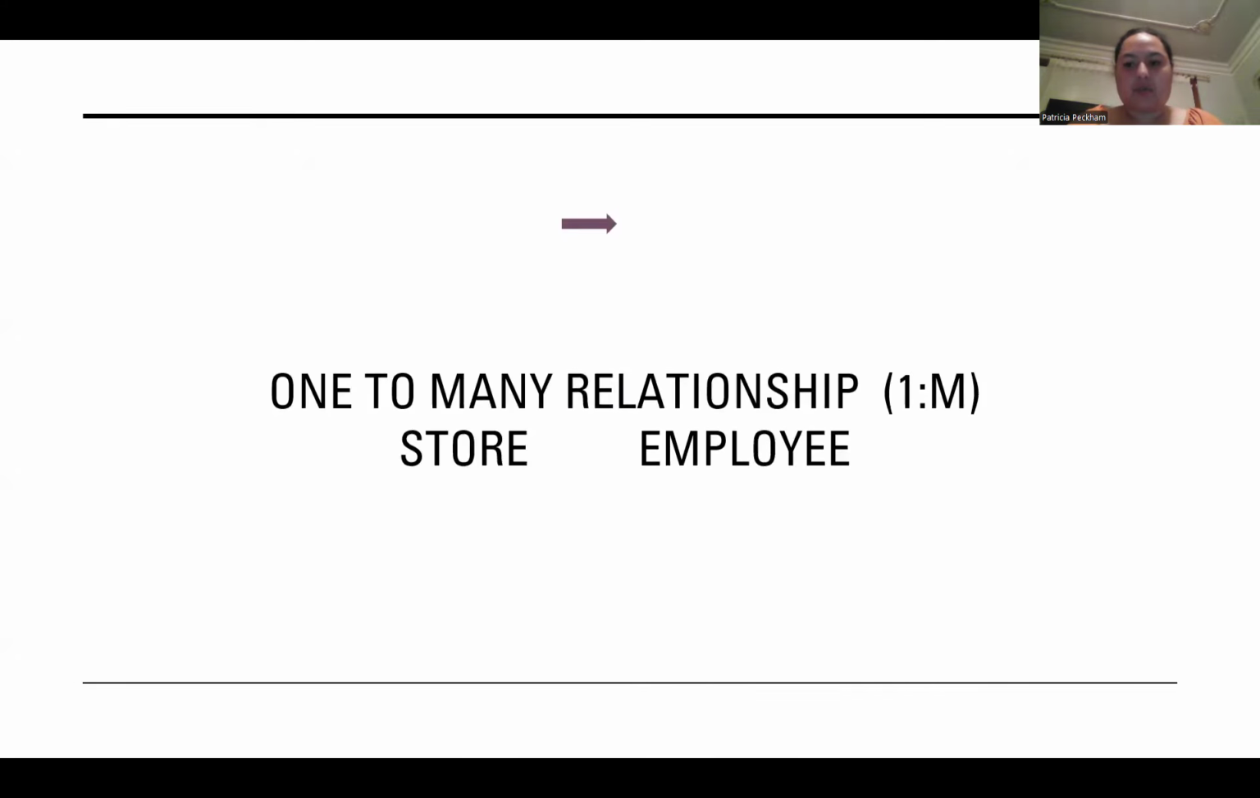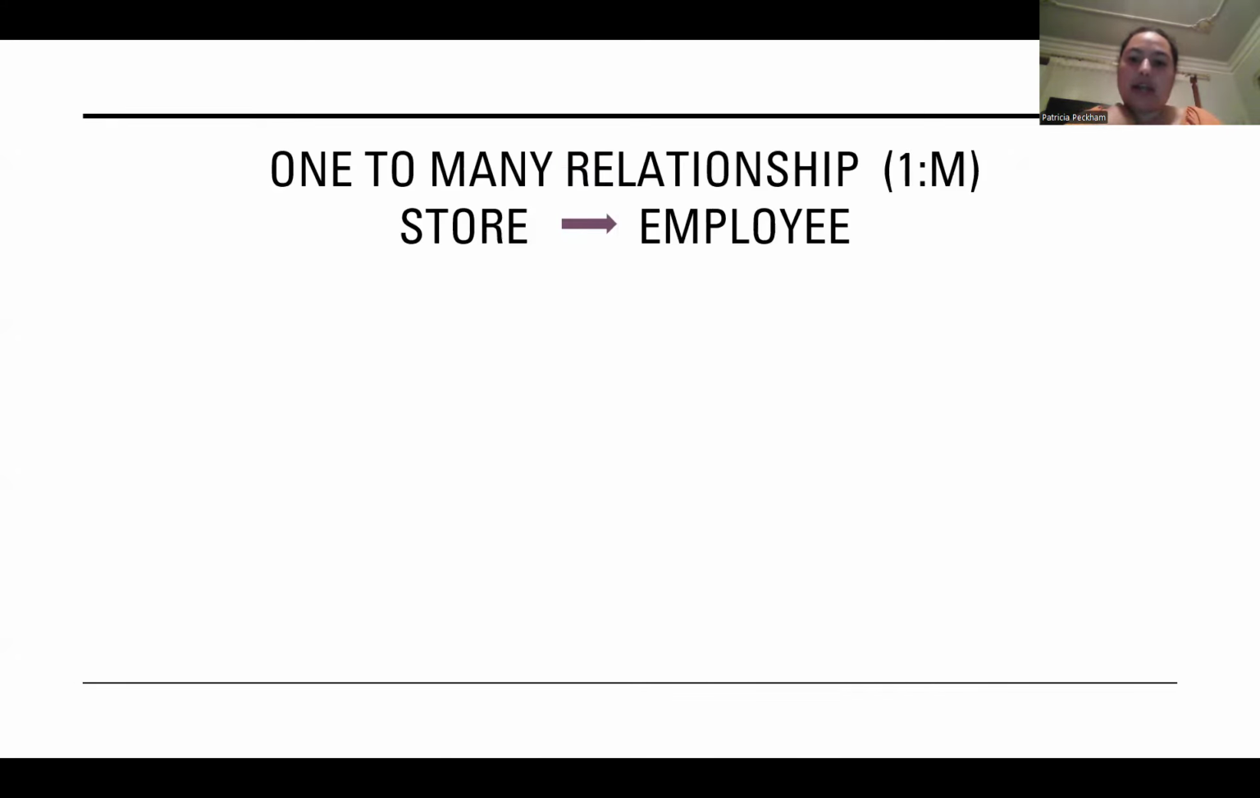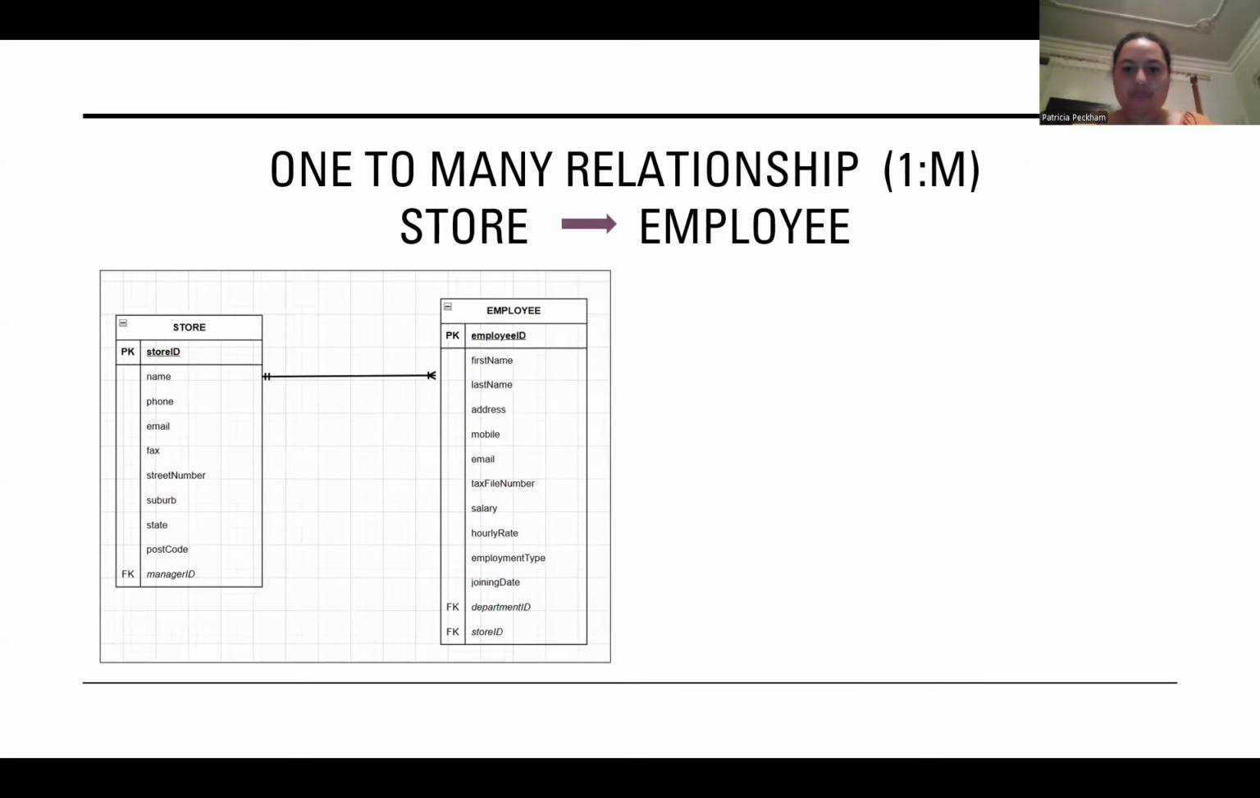Now, let us look at a one-to-many relationship from the ERD. I chose store to employee. Each store employs multiple employees. This relationship is modeled in the database with store having a primary key of store ID, and the employee table including store ID as a foreign key. This design links each employee to the store where they work, allowing us to capture which employees are assigned to which locations. In the diagram, you can see a line connecting store to employee with a crow's foot on the employee side. This signifies the many side of the relationship.